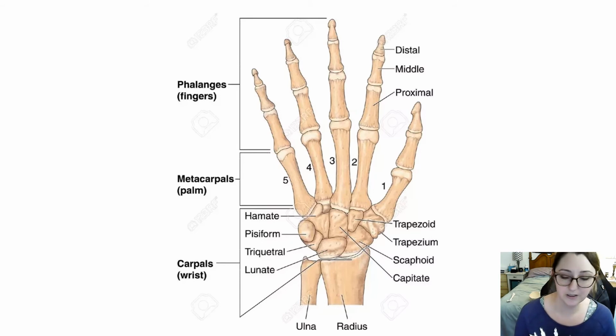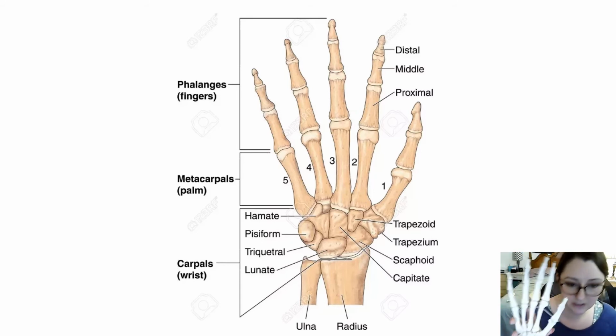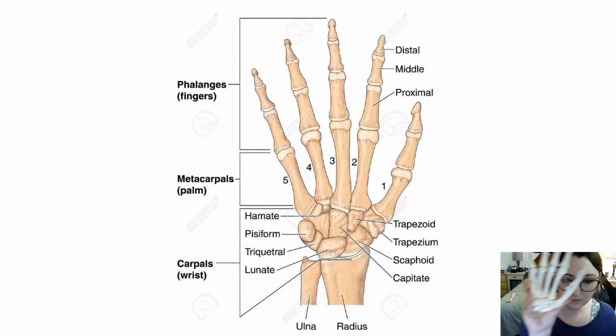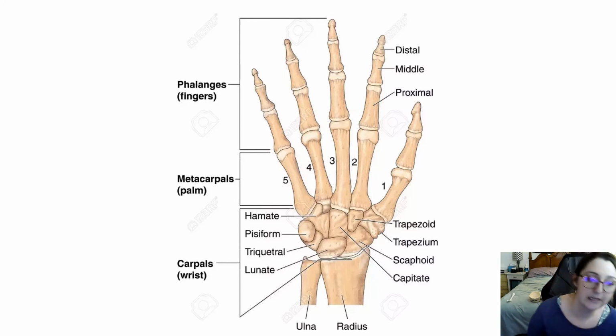So from here, and I wish I could show you a little bit easier, again with this lighting, we have the carpals, which are going to be the bones that make up the wrist, where my pinky is down here, and they go in this special order. They go scaphoid, lunate, triquetral, pisiform, trapezium, trapezoid, capitate, and hamate. And that's going from right to left, bottom row to top row.